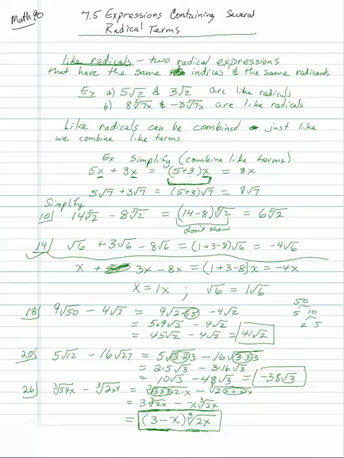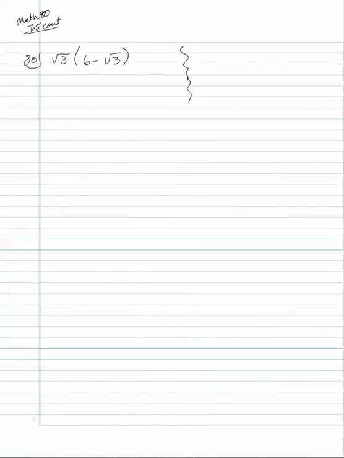All right, now to the next topic. We want to multiply radical expressions. Okay, so number 30, we want to multiply and simplify, of course.